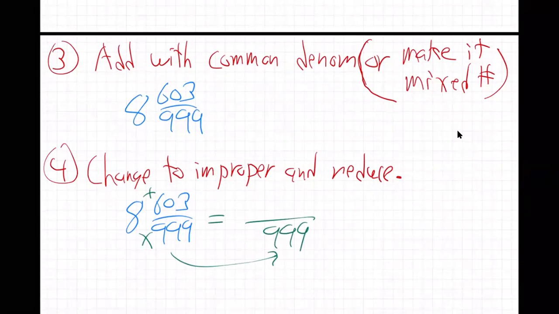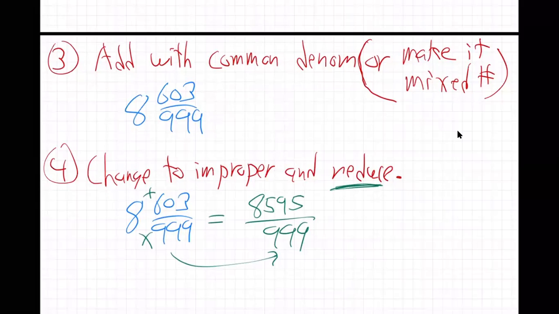Definitely got to use your calculator. Big numbers here. So multiply the bottom, 8 times 999. Add the top. I'm getting 8595 over 999. Now, last step, reduce.